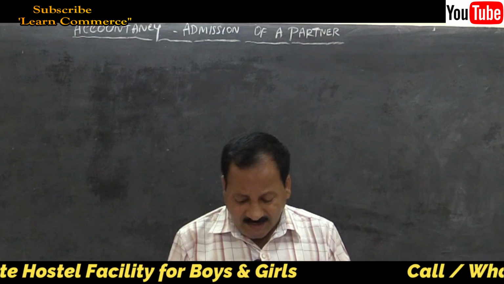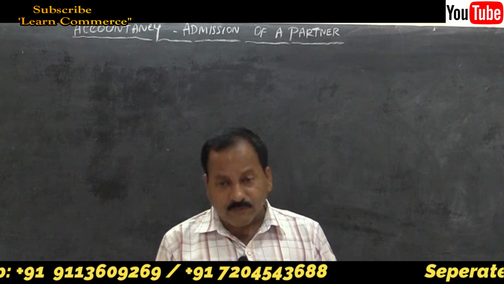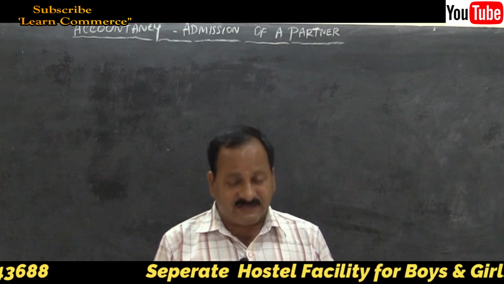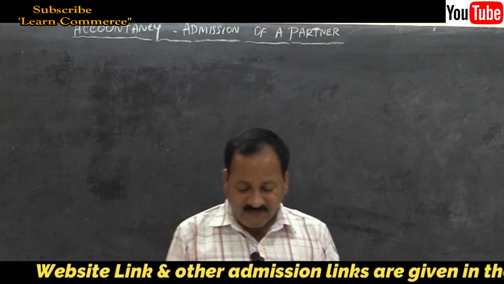Plant and machinery, land and buildings. Remember, assets are jumbled here. Patent should come at the end because it is an intangible asset. Remember. Let us move on to the next part, that is adjustments.